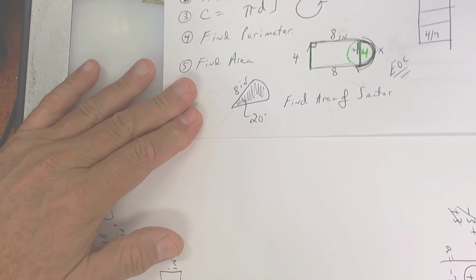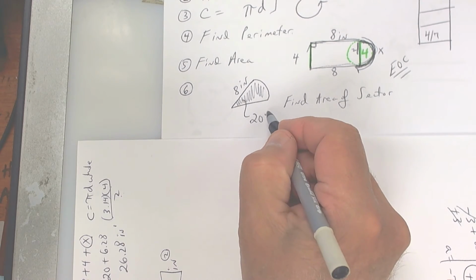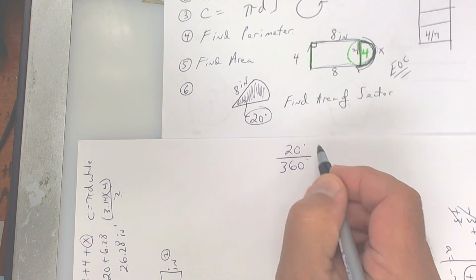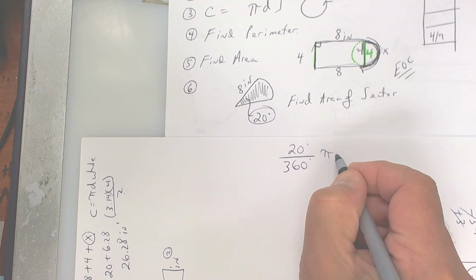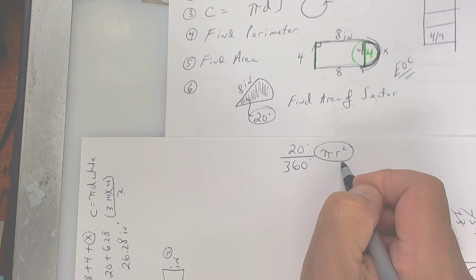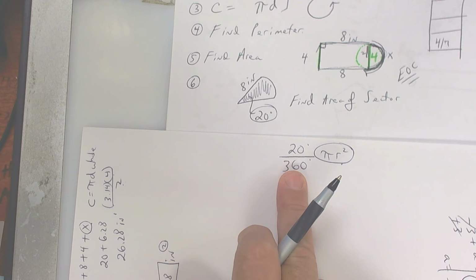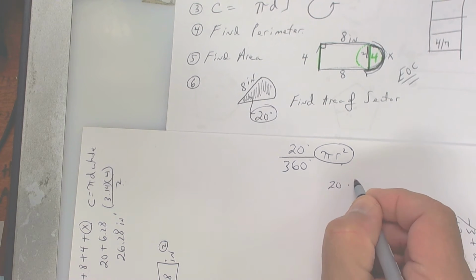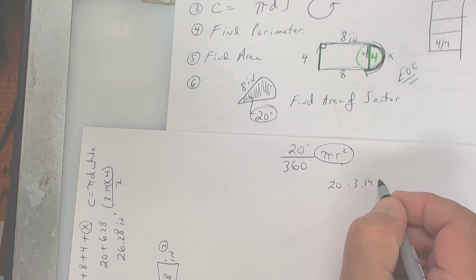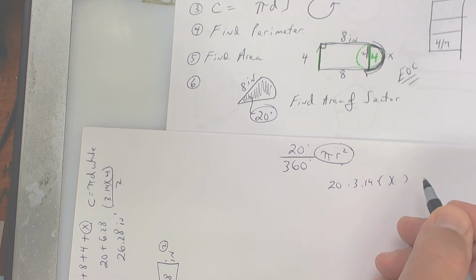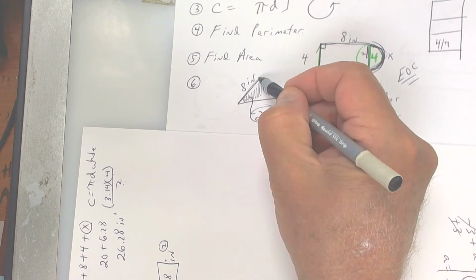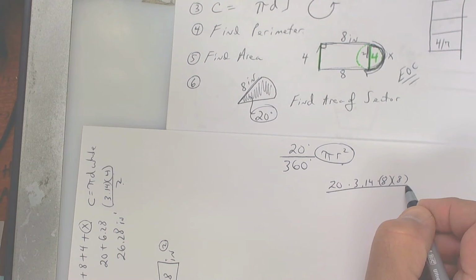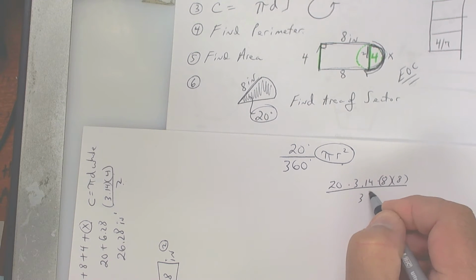Number 6 is area of the sector. Remember, you take the whole circle, which is 360 degrees, but you have a fraction of it times pi radius squared. Pi radius squared is the area of a circle, but you only want part of the circle. And there it is. So you're going to take 20 times 3.14 times radius squared. The radius here is 8, so it's going to be 8 times 8. And all of that is going to be divided by 360.